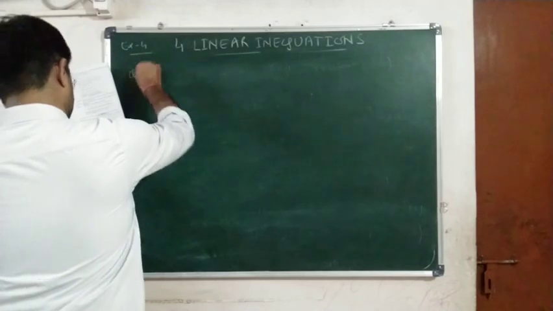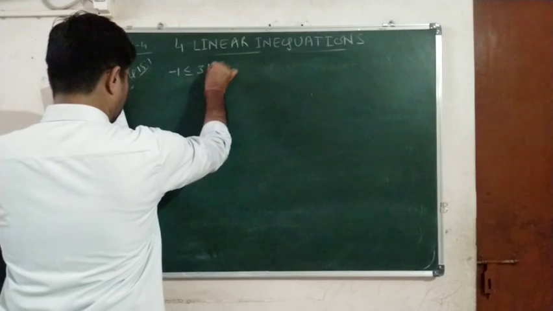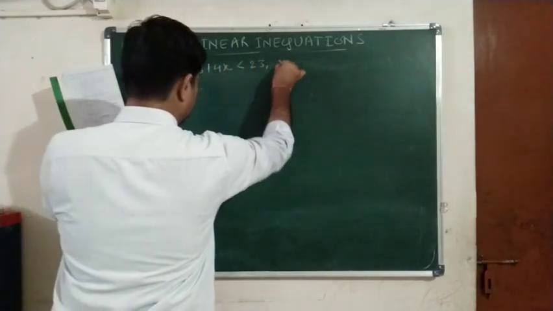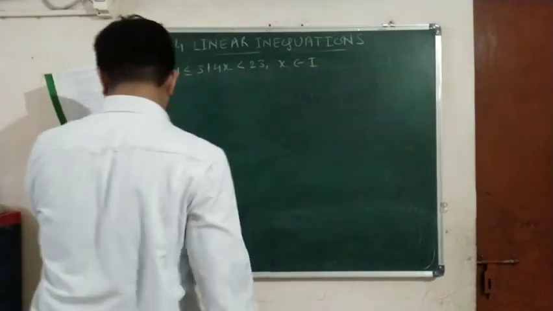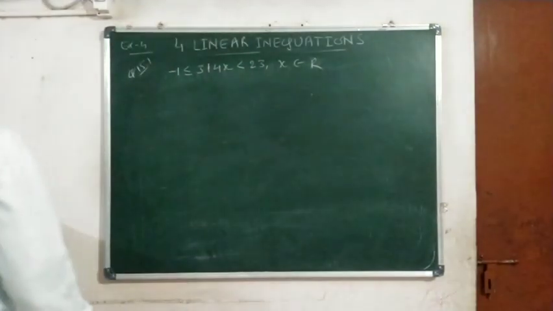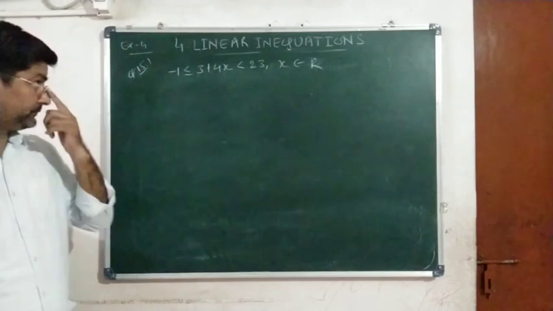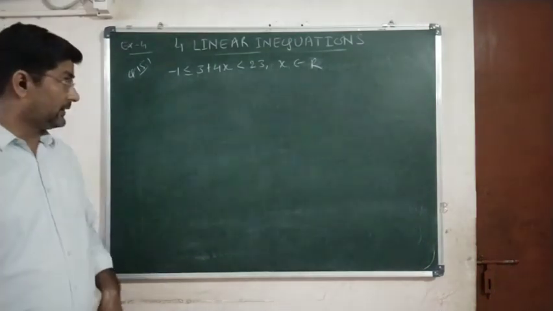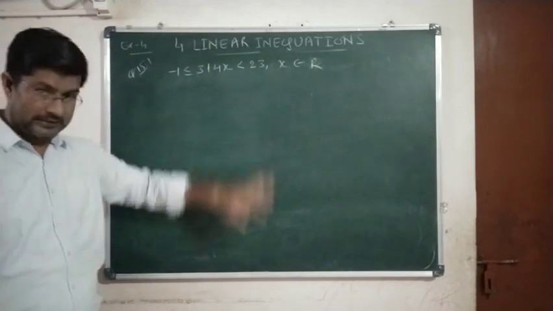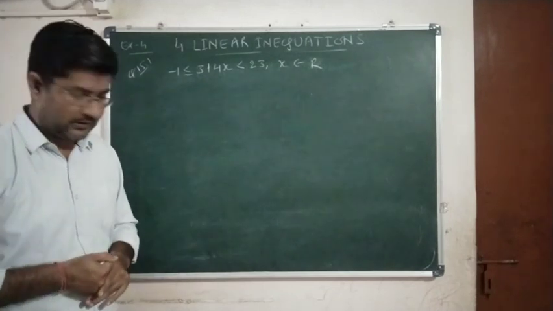Question number 15. Minus 1 is less than or equal to 3 plus 4x is less than 23, x belongs to R, the set of real numbers. Okay, so look at this inequation. Here we have the x term in the middle. The left and the right terms do not contain any x, so we can directly solve such an inequation.